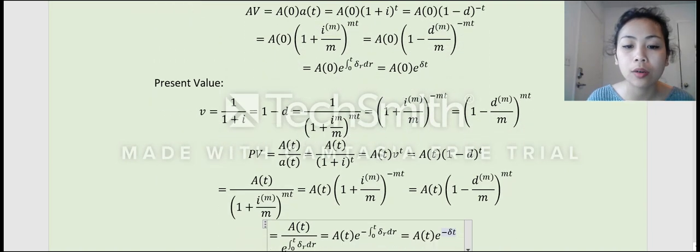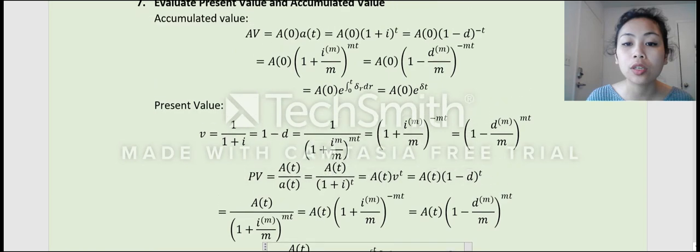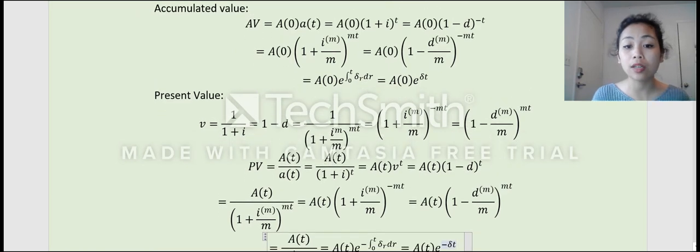Depending on what is given in the question, you decide which rate you need to use. If the question gives you effective rate, you use effective rate formulas. If the question gives you nominal interest rate, you use nominal interest rate formulas. If the question gives you the force of interest, you go ahead and use force of interest.